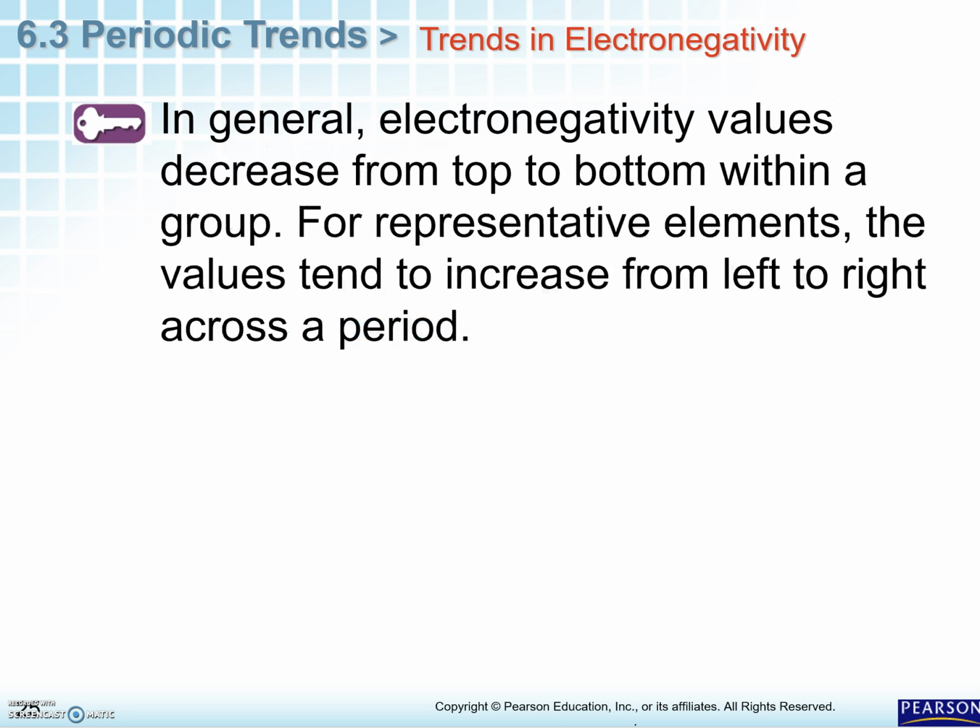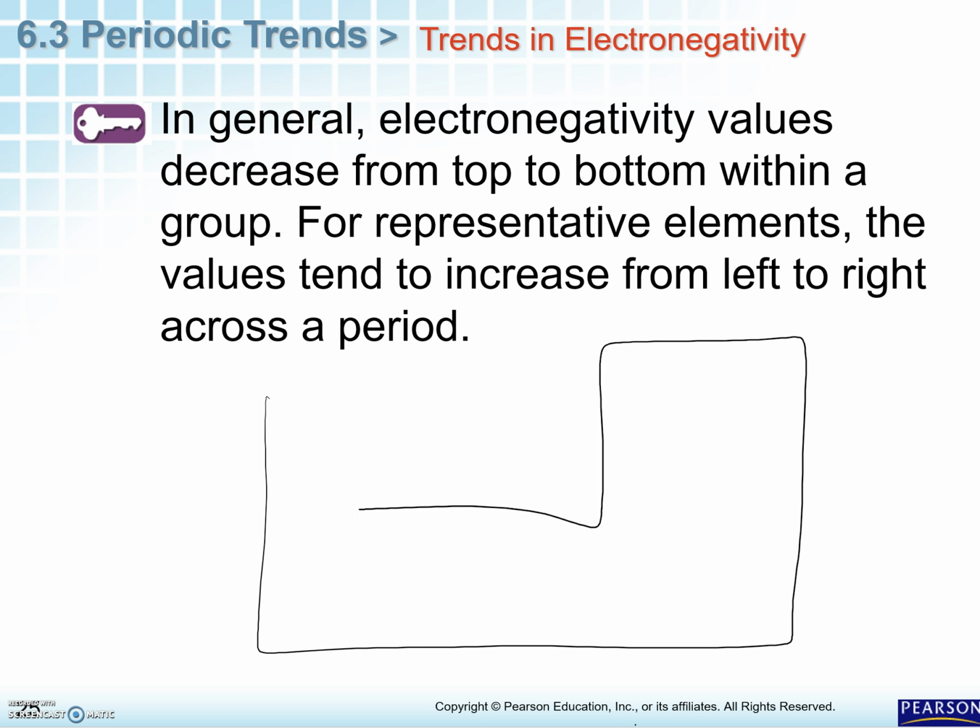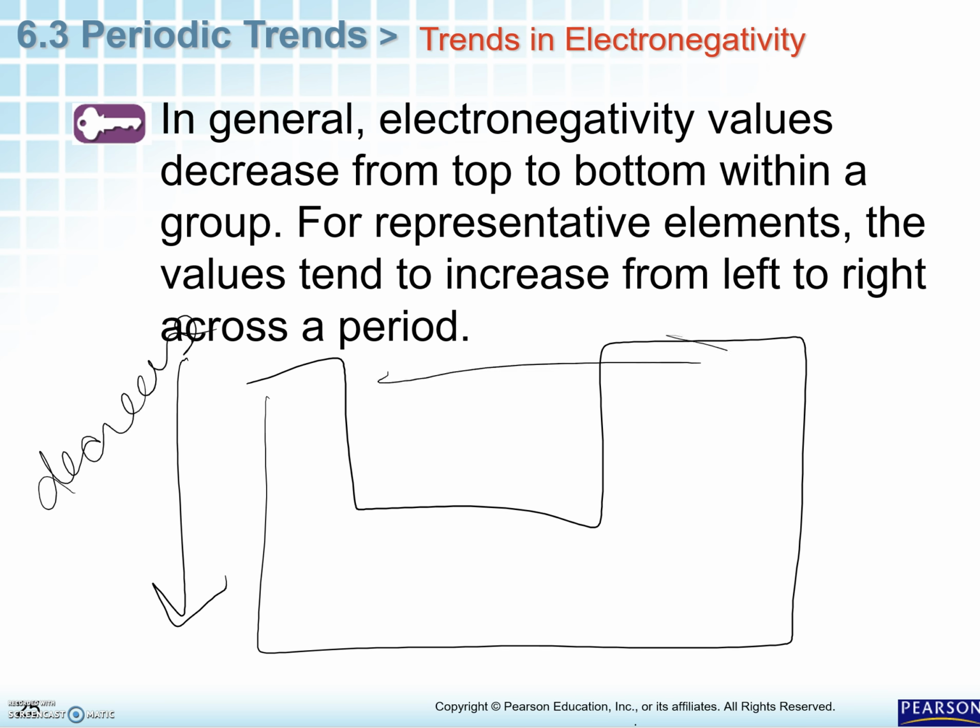However, in general, the electronegativity is going to decrease from top to bottom. So if you have your periodic table in front of you, as you go from top to bottom, it's going to decrease. And as you go from left to right, you're going to increase that electronegativity.